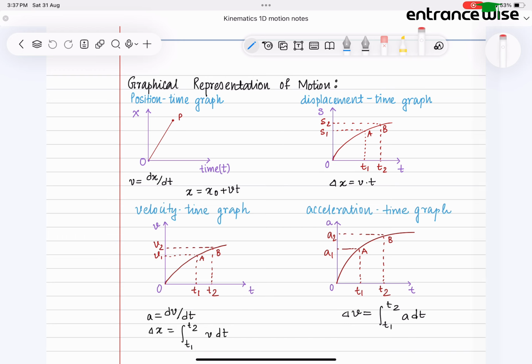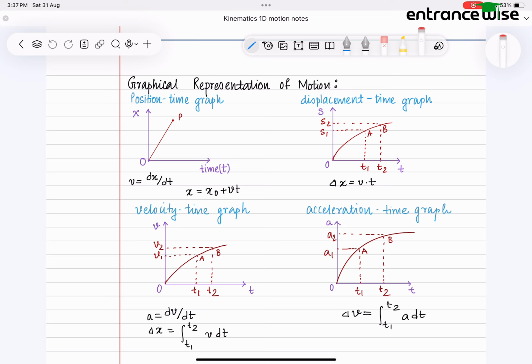Motion can be graphically represented using various types of graphs, with each providing unique insights into the object in motion. The most common graphs include the position time graph, which represents how the position of an object changes with time. The displacement time graph shows the change in position or displacement over time. The velocity time graph depicts the change in velocity of an object with respect to time. The acceleration time graph illustrates how the acceleration of an object varies with time.